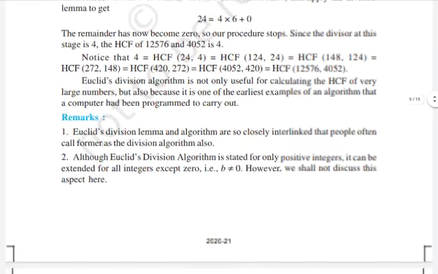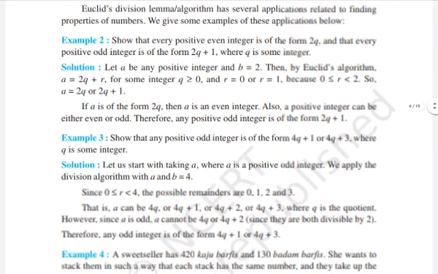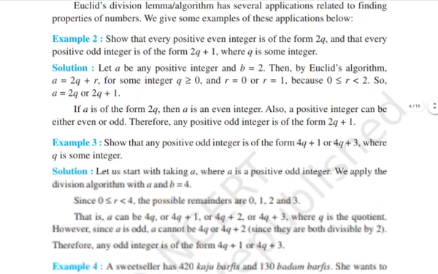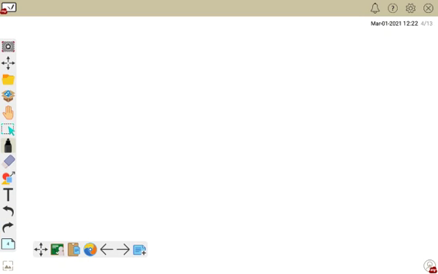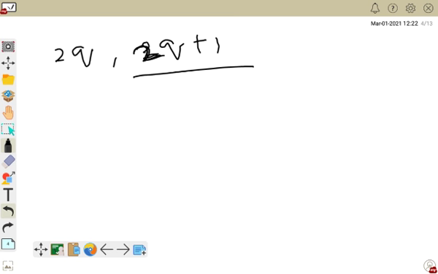Next question is a very important question. They say show that every positive, that is example 2, show that every positive integer is of the form 2q and that every positive odd integer is of the form 2q plus 1 where q is some integer. So we have to prove that every positive even integer is of the form 2q and every odd integer is of the form 2q plus 1. அப்படின்னு அவங்க ப்ரூவ் பண்ண சொல்றாங்க.